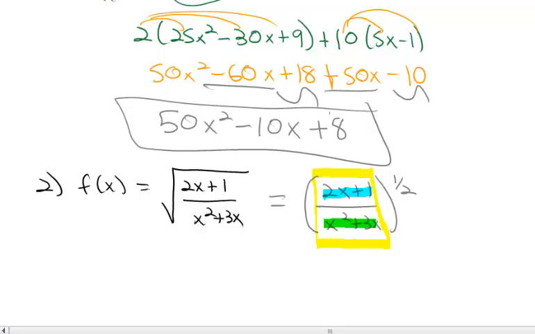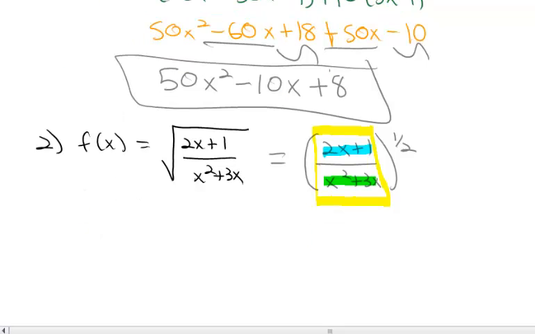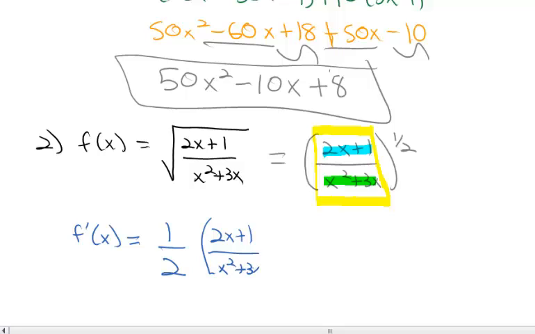Part of mastering calculus is recognizing the patterns. What is the shape of this problem? So if we want f prime of x, if we want the derivative, we take the derivative of the outside, which puts the 1/2 in front, times (2x plus 1) over (x squared plus 3x) to the negative 1/2 power. And then we multiply by the derivative of the guts.